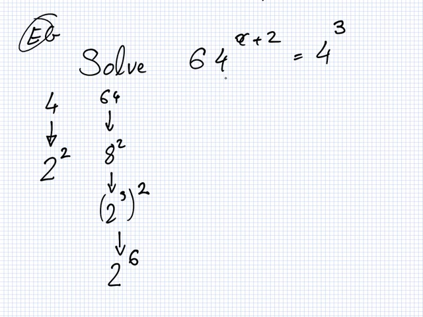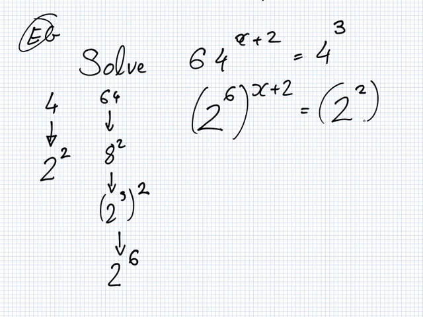So now our problem becomes 2 to the power 6 to the power x plus 2 equals 2 squared to the power 3. So that becomes 2 to the power 6x plus 12 equals 2 to the power 6. And here's the key step now.